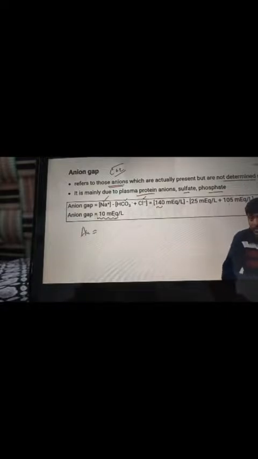This anion gap calculation helps in differentiating metabolic acidosis as normal anion gap metabolic acidosis and high anion gap metabolic acidosis. To differentiate normal anion gap NAGMA and high anion gap HAGMA, you need to calculate this anion gap. This is the formula. We are clearly seeing the normal anion gap value is around 10 milliequivalents per liter. What is the formula? Sodium minus bicarbonate plus chloride. The normal value is 10 milliequivalents per liter. Very important area guys, renal physiology and acid-base balance. Please revise them. Thank you so much.